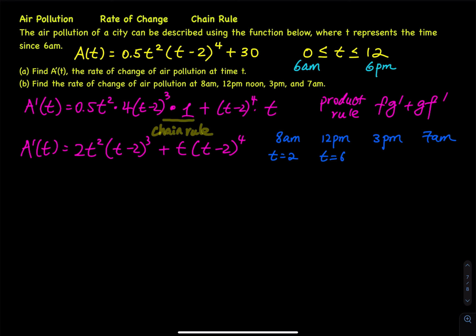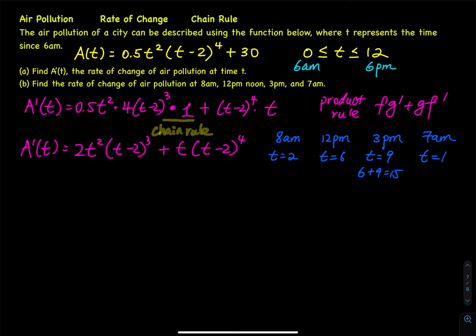Or you can think about it like this: from 6 a.m. to 3 p.m., that is 9 hours, right? Or you can do 6 plus 9 hours, that equals 15. So if you use the 24-hour clock, 15 means 3 p.m. So this is t equals 9, right? So that is 9 hours after 6 a.m. And then 7 a.m. So that is clearly t equals 1.